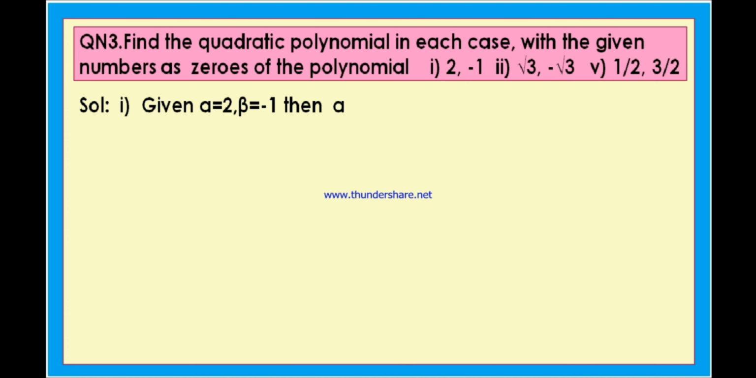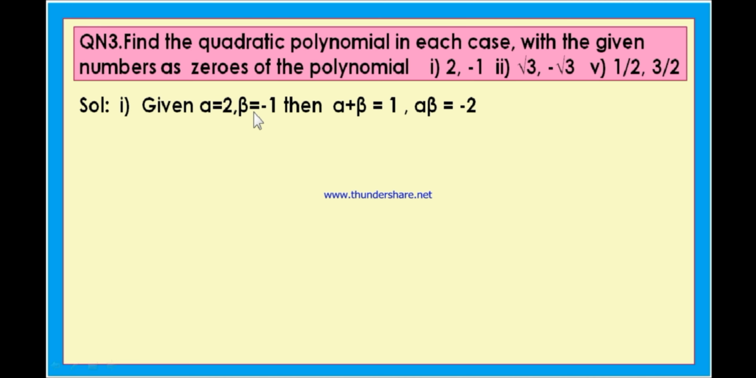The first bit is these two are the zeros. One value is alpha and the second value is beta. Alpha is equal to 2 and beta is equal to -1. Then sum of the zeros alpha plus beta, 2 minus 1 is 1. And product of the zeros alpha into beta, 2 into -1 is -2.